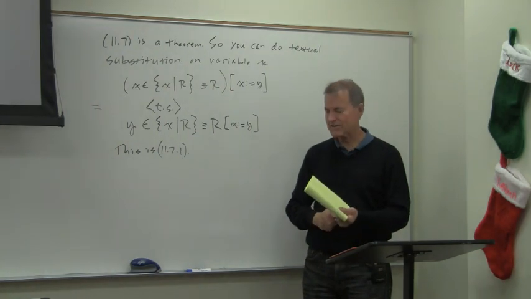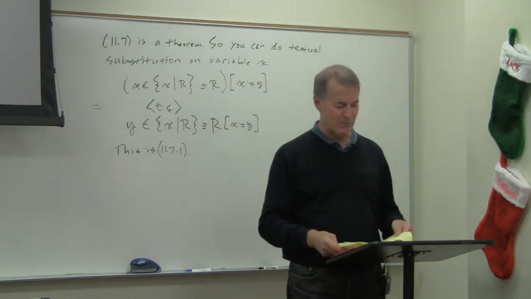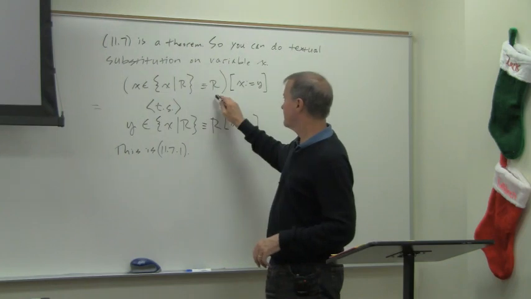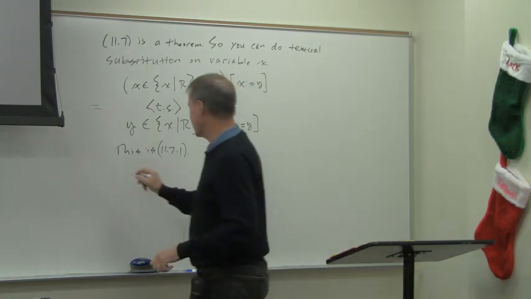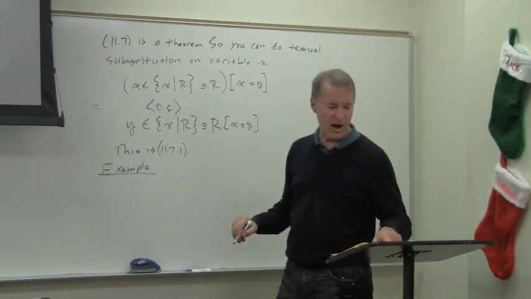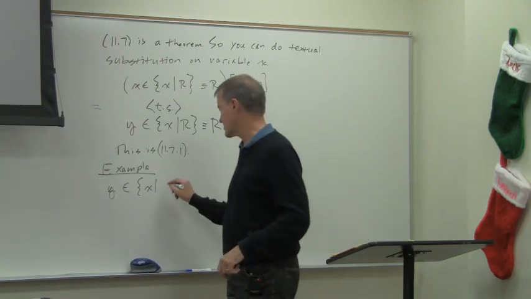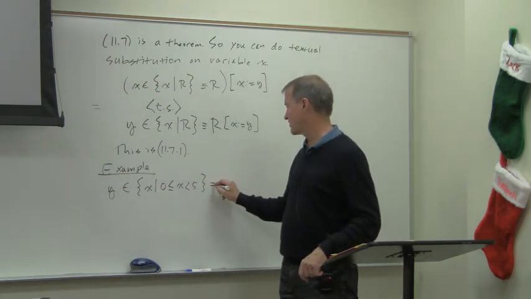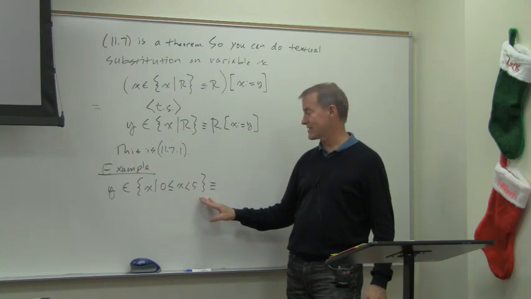This is always a little confusing one to use because you have to keep it clear in your mind that the X in this R is bound to this X, but the X in this R is not. It's free. So here's an example. Suppose we say Y is an element of the set of all X, range 0 less than or equal to X less than 5. Now, what does that equivale by 11.7.1?